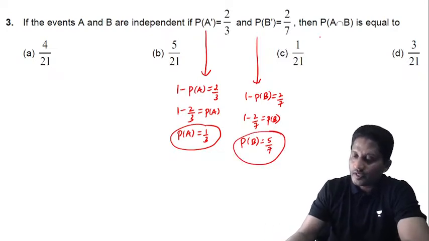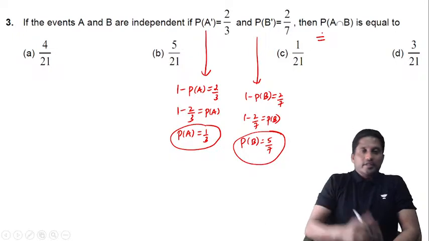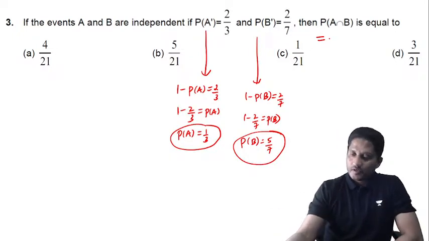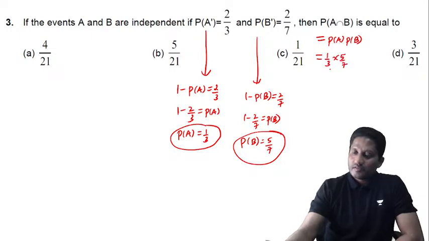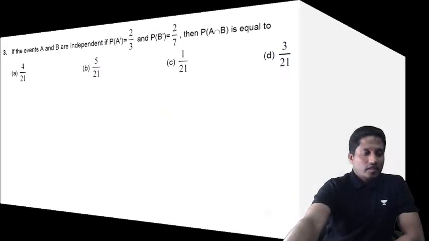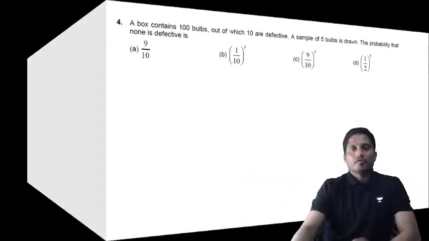Now I'm supposed to find out what is P of A intersection B. It's already mentioned that A and B are independent. If A and B are independent, P of A intersection B is P of A into P of B. P of A is equal to 1 by 3 and P of B is equal to 5 by 7. This is 5 divided by 21. Answer is option B. Let's move to the next question. Question number 4.